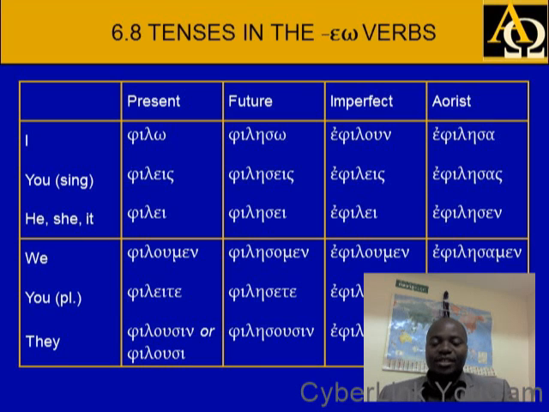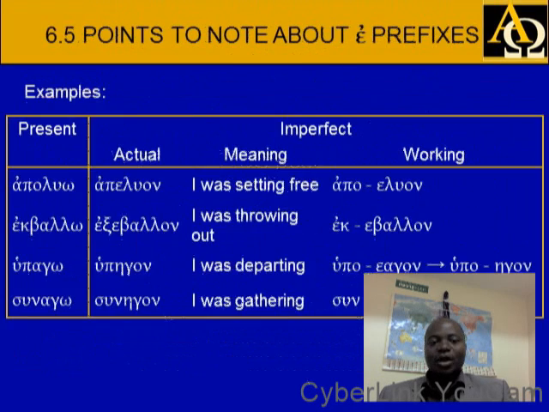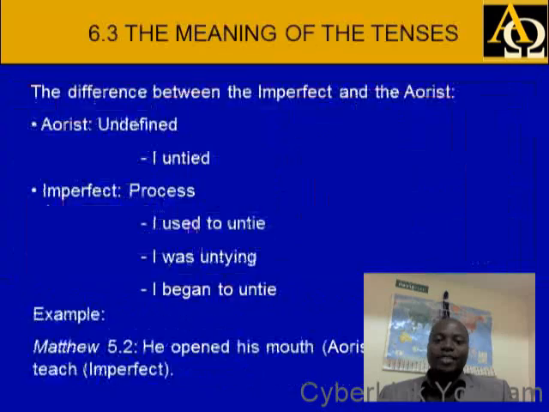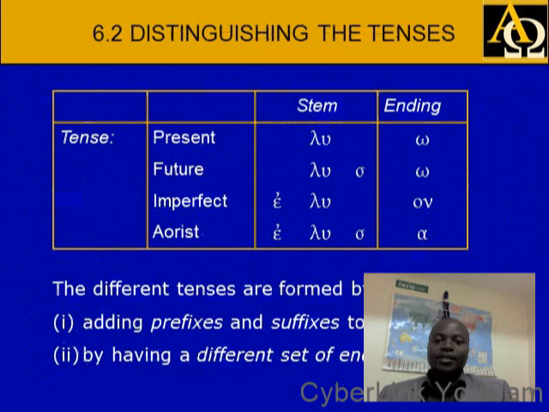Take time to practice and get to know how each of these is translated and how we recognize them. Let me take you back again to how we recognize these tenses. So here is the chart again: luo, luso, eluon, eluza. Present is luo, future is luso, imperfect is eluon, aorist is eluza.